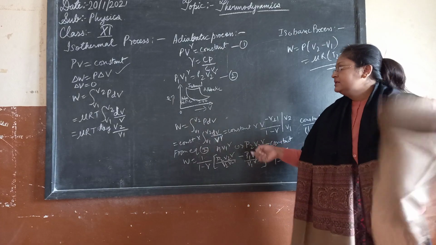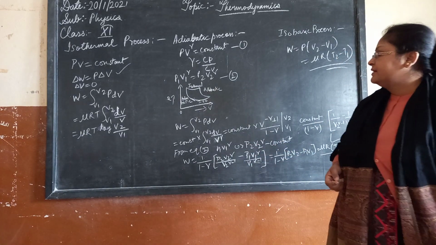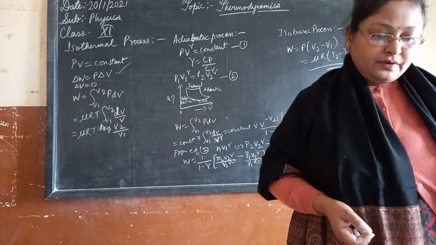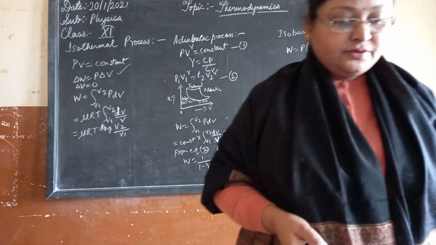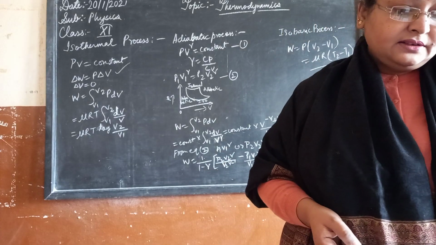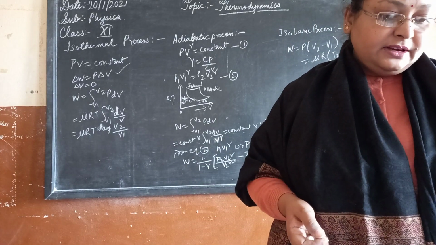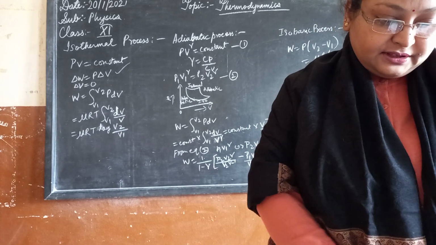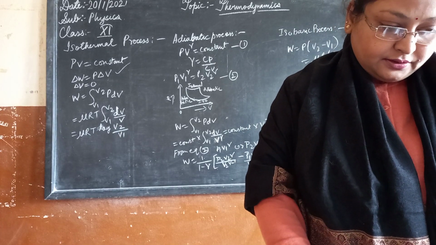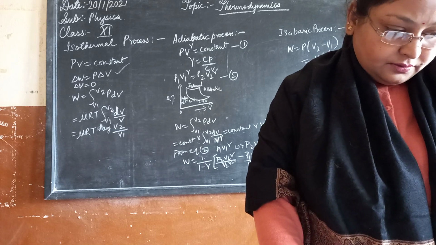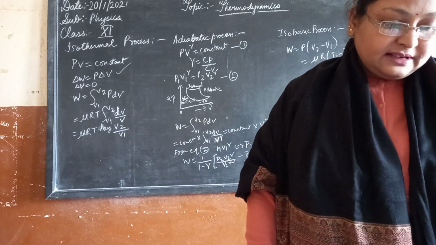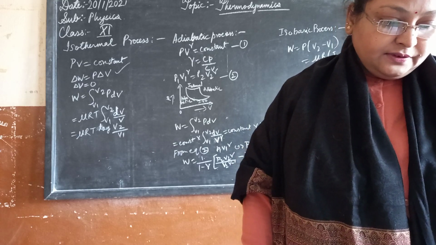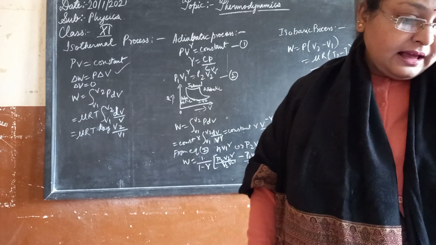So this is how the isochoric, isobaric, isothermal and adiabatic processes take place in the equations. Learn these equations by heart, and this will be useful for the coming process too, the Carnot engine, where the same process will be there. So learn this by heart and you will be able to get the answers.